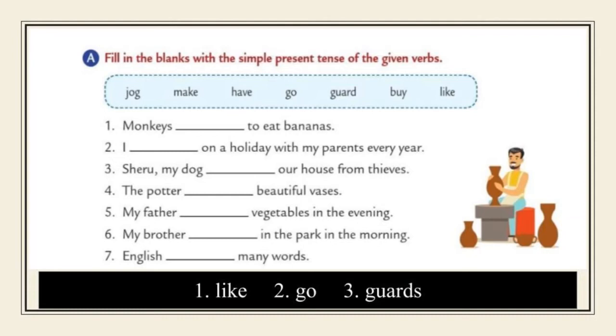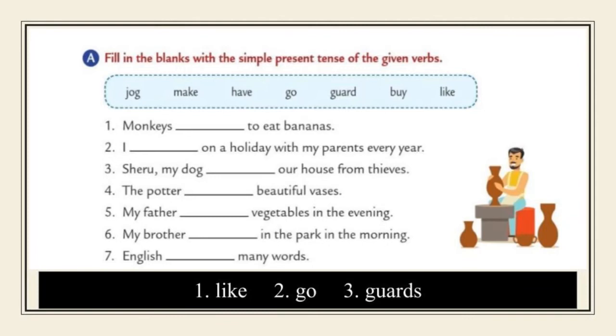Yes, you're right. The answer is like. Monkeys is a plural noun, so we don't want to add s or es to the verb. We can directly write the verb in the answer. Monkeys like to eat bananas. The first answer is like.